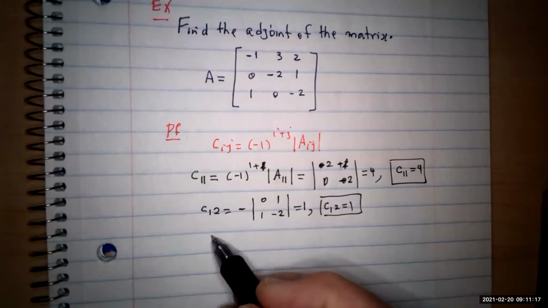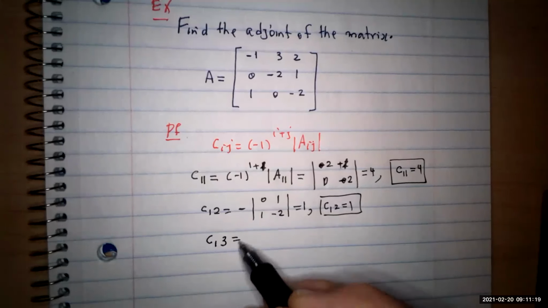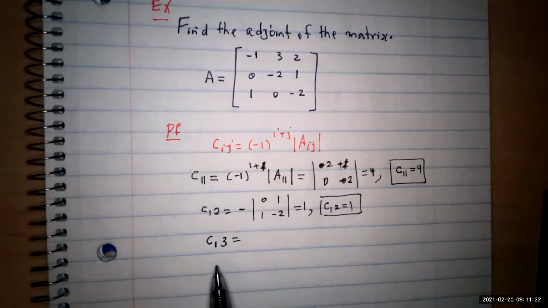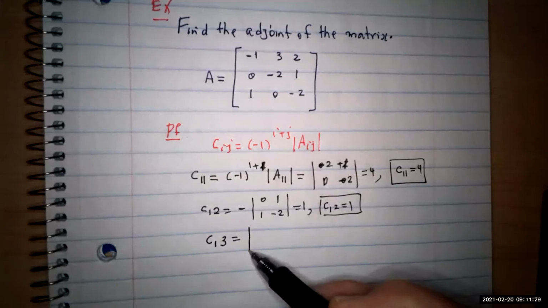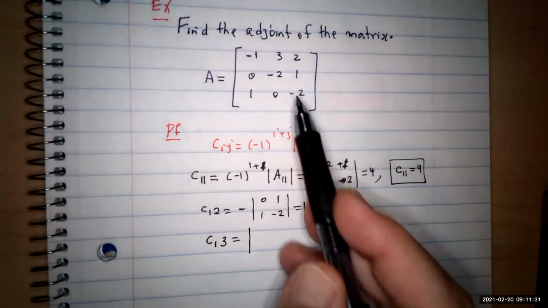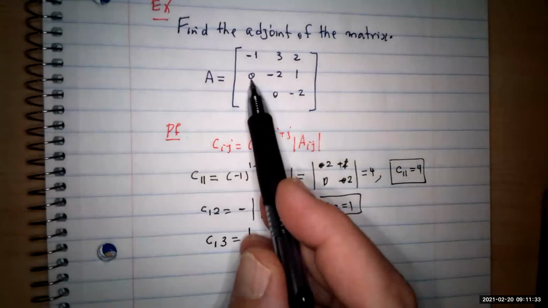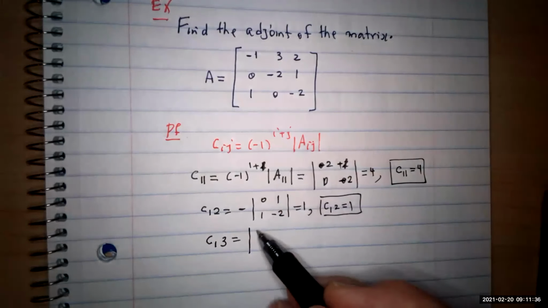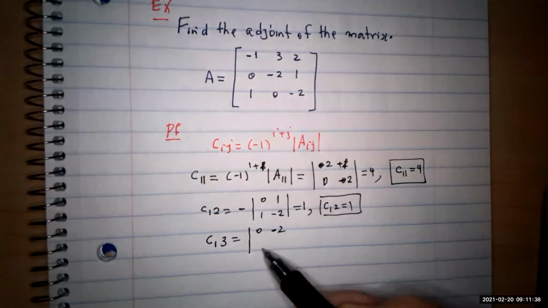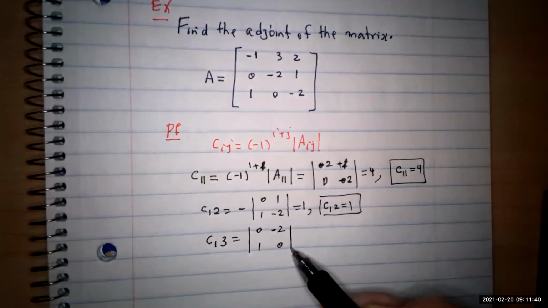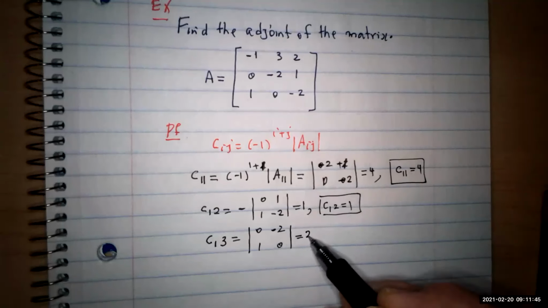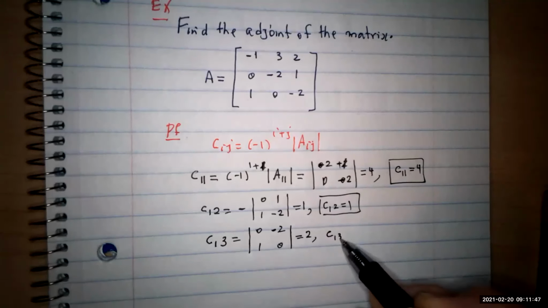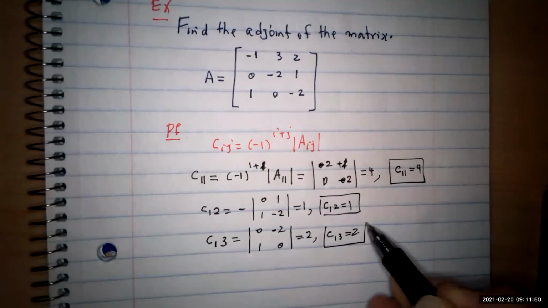Okay, so you get C13. The sign is going to be positive because 1 plus 3 would be 4. So the matrix in question, eliminate the first row and the third column. The matrix would be 0, negative 2, 1, 0. So the determinant, we cross multiply, that would be 0, negative 2, there is a sign, so that gives you 2. So C13 would be 2.